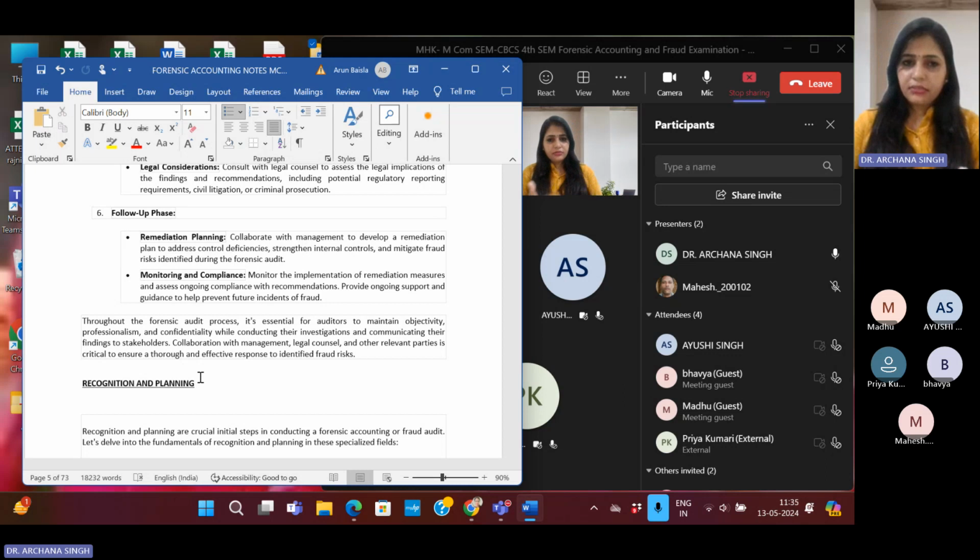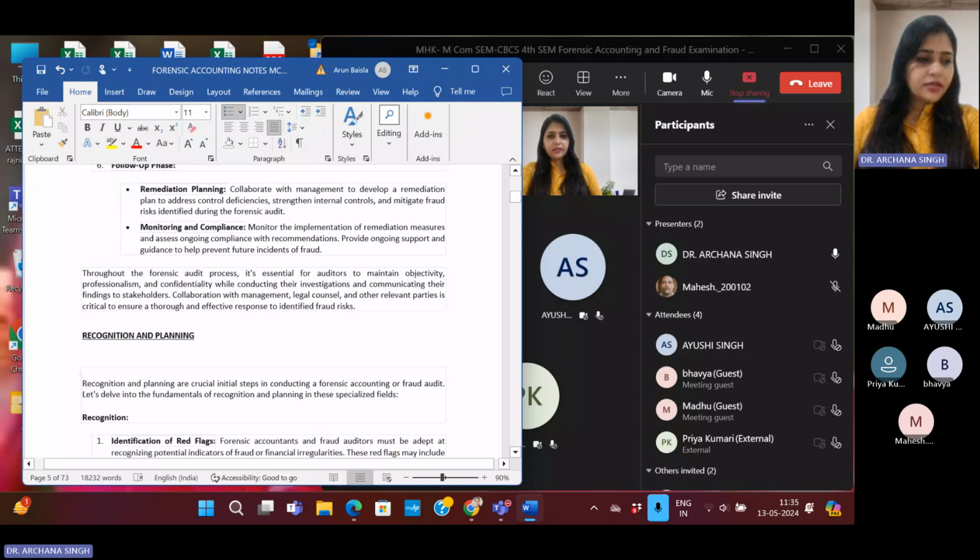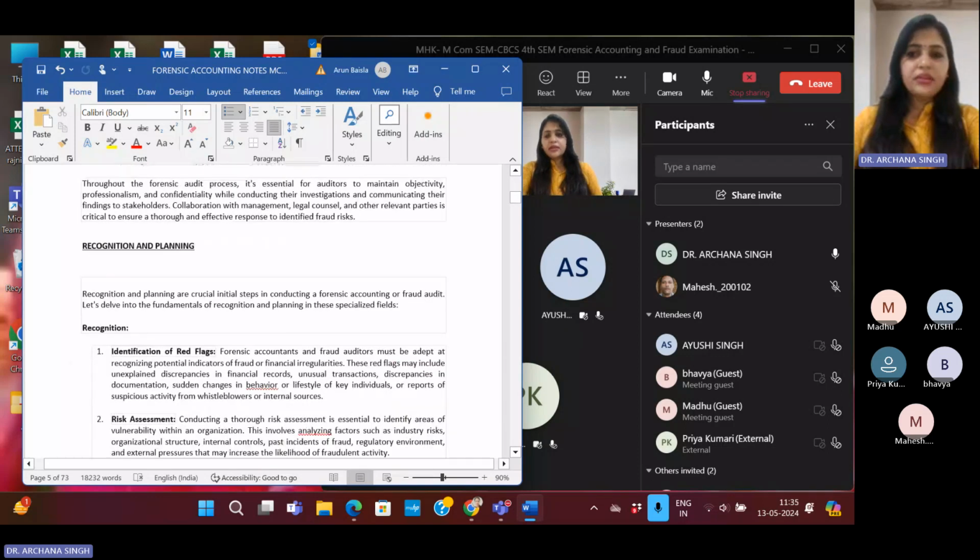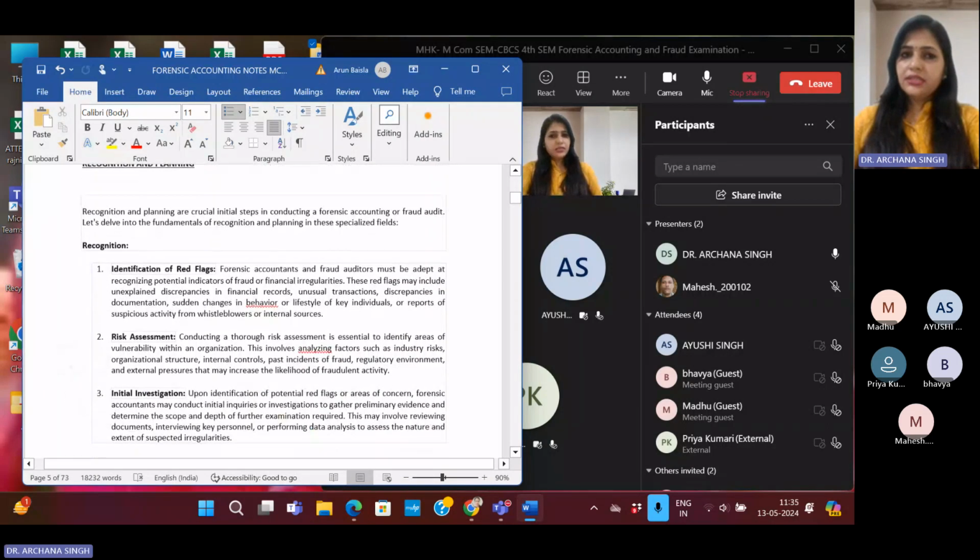So collaboration with the management, legal counsel, and other relevant parties is critical to ensure a thorough and effective response to identified fraud risk. So this was about various phases of forensic audit. Now, regarding recognition and planning, recognition and planning are crucial initial steps while conducting forensic accounting and audit.